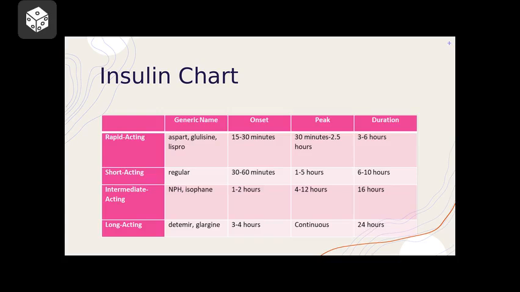Yes, during the peak. The peak is when it's working at its max blood sugar lowering capabilities. Onset is when it's going to start working. So you want to kind of time up the meal with the onset of the insulin. The peak is going to be when it's working its strongest, and the duration is how long it's going to be working in our body.